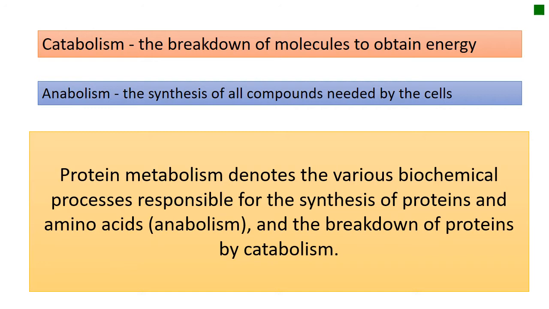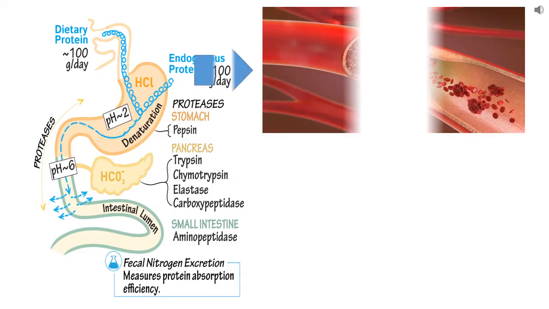But catabolic activity, or catabolic metabolic pathways, are different from anabolism. Large molecules are broken down into small ones, and then energy is released. So protein metabolism denotes the various biochemical processes responsible for the synthesis of proteins and amino acids, which is the form of anabolism, and the breakdown of proteins by catabolism. So there are different steps.